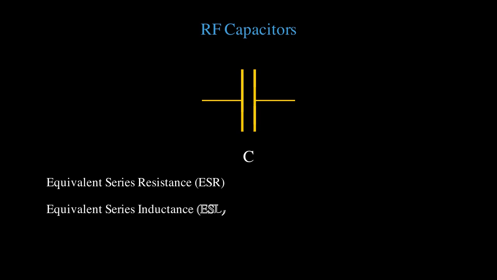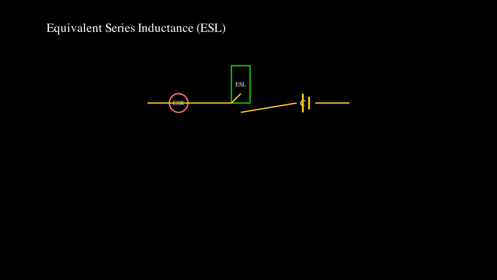The equivalent series inductance, or ESL, comes from the leads and internal construction of the capacitor. At high frequencies, this inductance becomes significant and eventually causes the capacitor to look inductive rather than capacitive above its self-resonant frequency. The equivalent circuit of a real capacitor shows these parasitic elements in series with the ideal capacitance. The ESR and ESL are in series with the capacitor, and their effects become more pronounced as frequency increases. Different types of capacitors are suited for different RF applications.